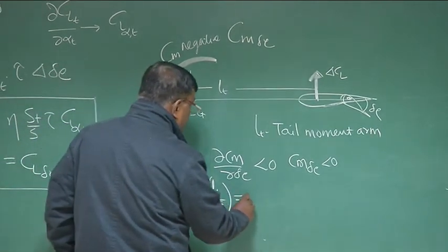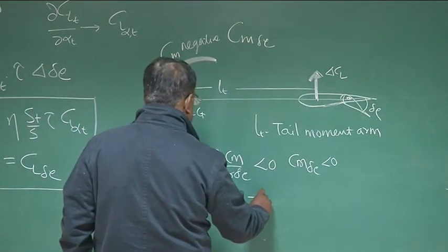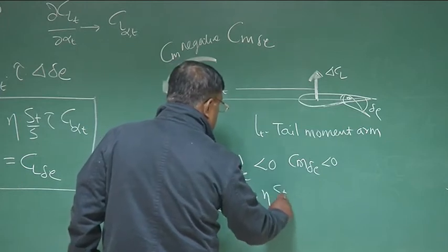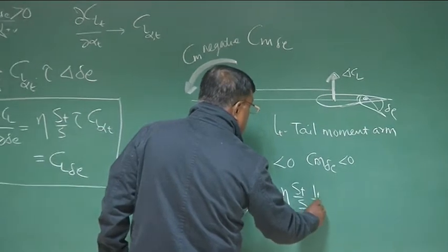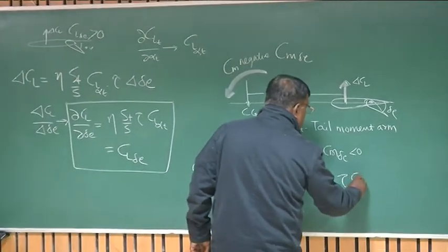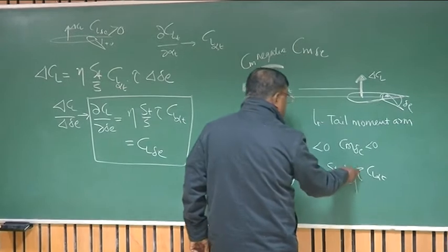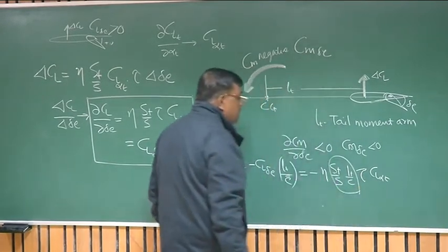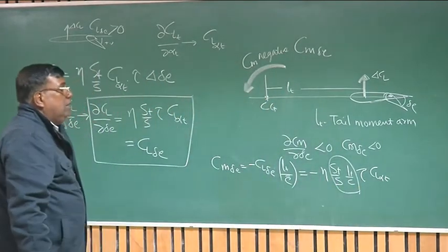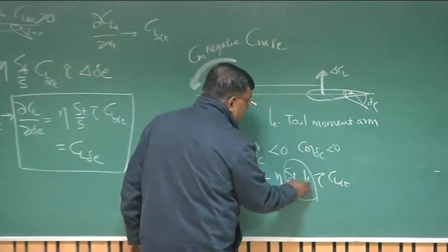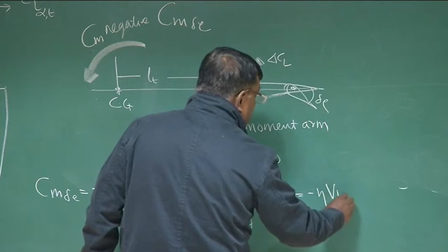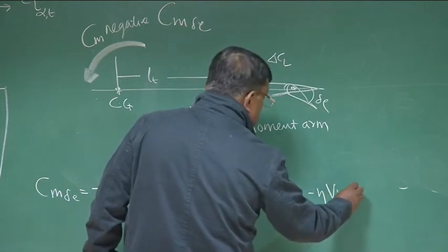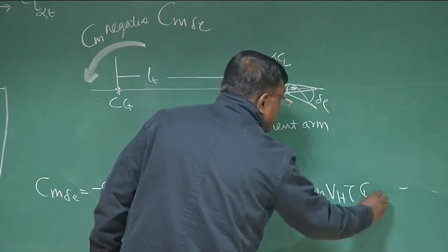And if I put the expression of Cl delta E, I find this is St by S, then Lt by C, tau into Cl alpha t. And we have defined St by S into Lt by C bar as the tail volume ratio. So this is minus eta into Vh tau into Cl alpha t.